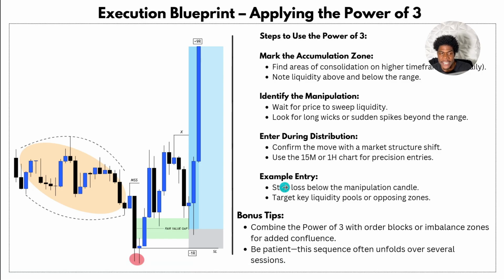And also, for an example entry, put your stop losses below the manipulation candle, and target key liquidity pools or opposing zones. Some quick bonus tips: combine the power of 3 with order blocks or imbalance zones for added confluence. And also be patient. This sequence often unfolds over several sessions. Our accumulation may happen during the Asian session, then our manipulation during the London session, and then we may have our distribution move during the New York session. This right here is how we use and apply the power of 3.